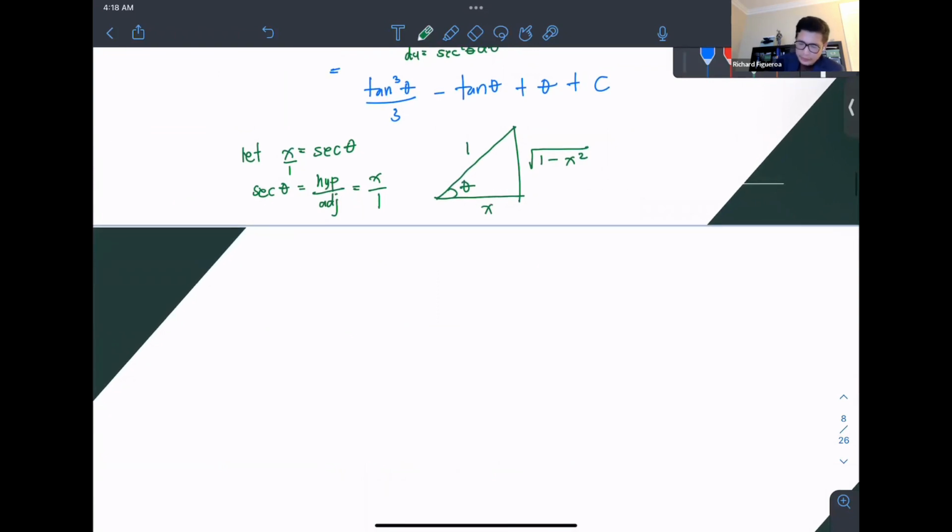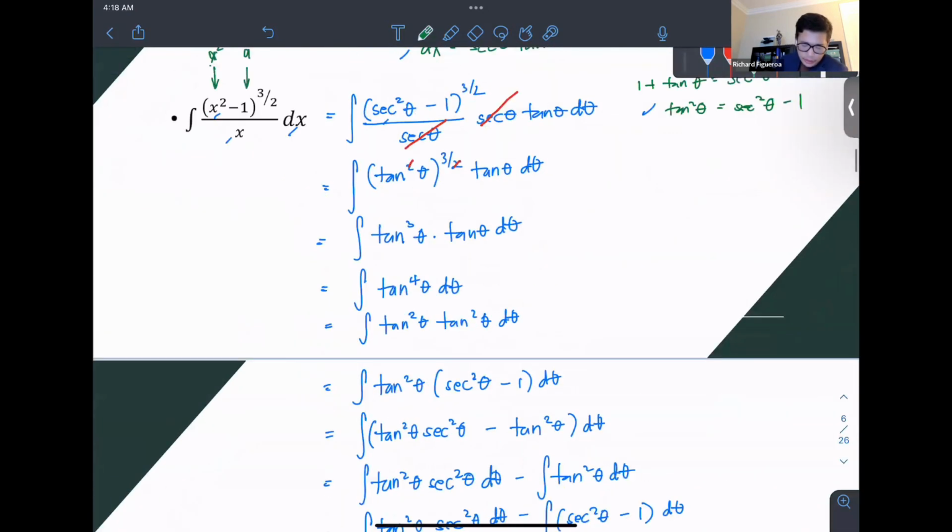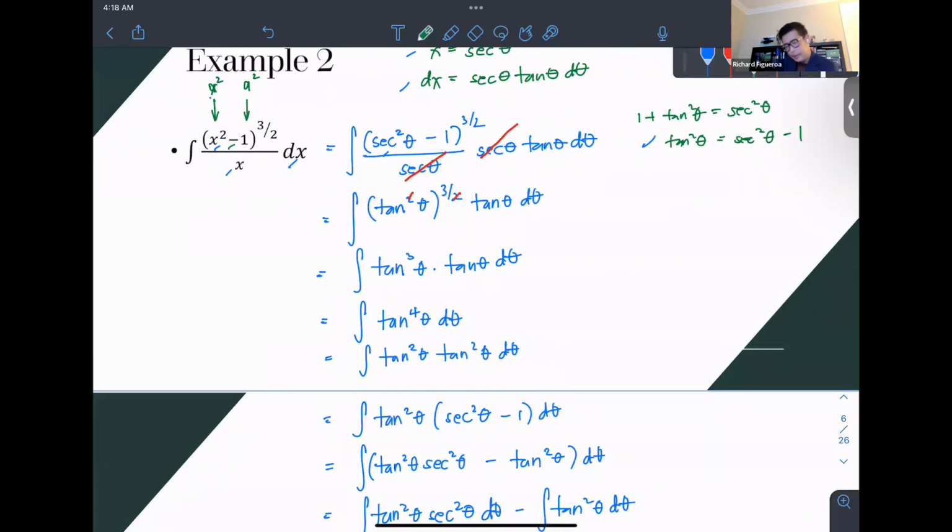Sorry, baliktad. So it's not the same. So hypotenuse is x, and then our adjacent side is 1. So therefore, this will be x squared minus 1. So similar for this one. So x squared minus 1.